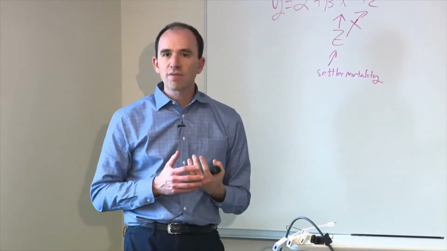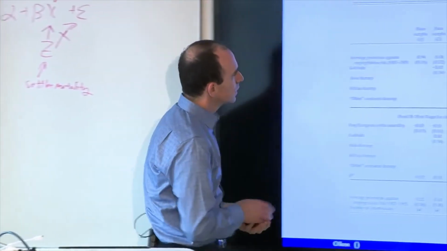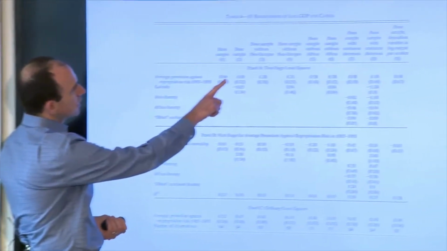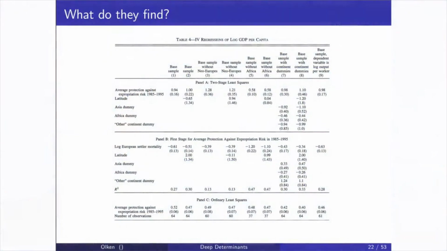Second question is, are these magnitudes big or small? Okay, and how do we figure that out? What does it mean for this to be 0.94? Okay?